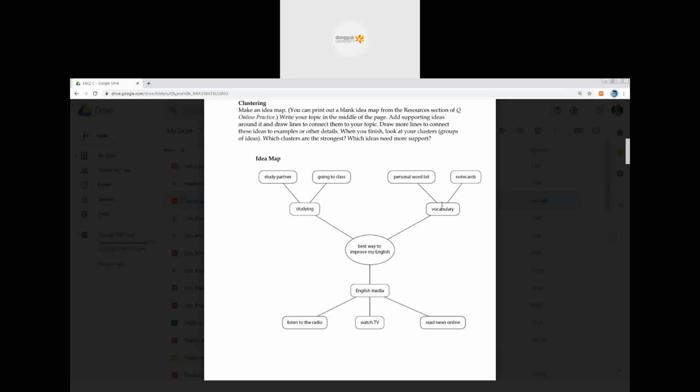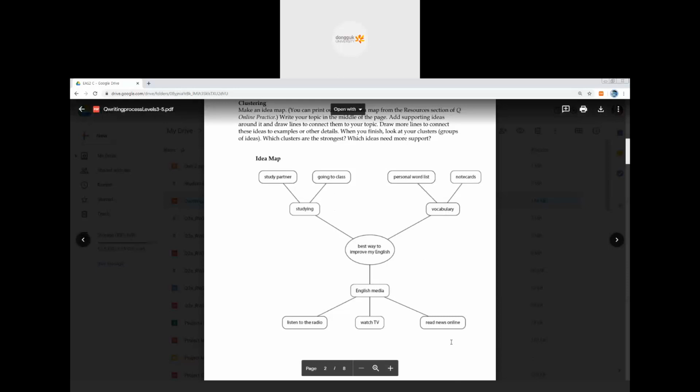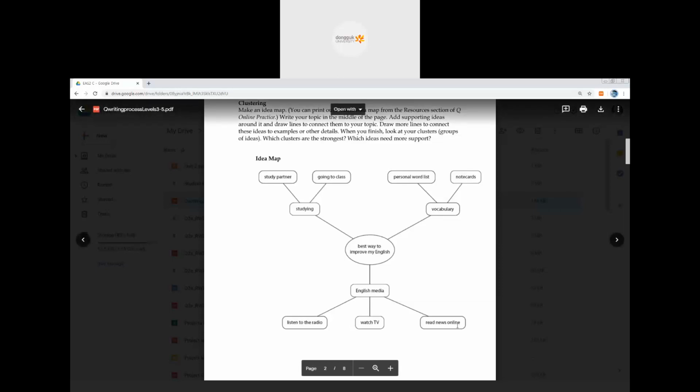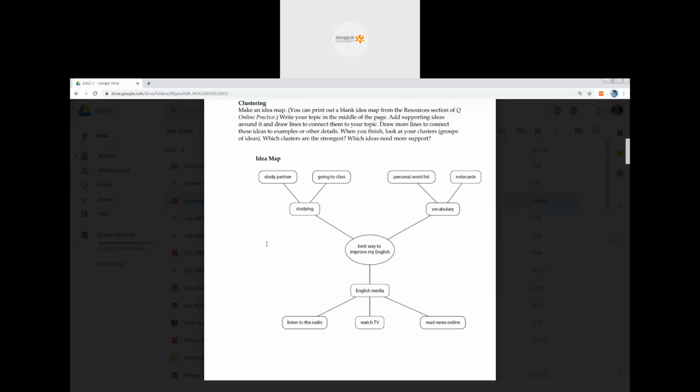Okay, so the second main point is improving vocabulary. Supporting that main point, they've got the examples of creating a personal word list or making some note cards. And then the third main point is use of English media. So they have three examples as their support for that main idea, which is listening to the radio, watching TV, and reading news online. Okay, so this is just an example of a mind map or an idea map that you guys can use when getting started.